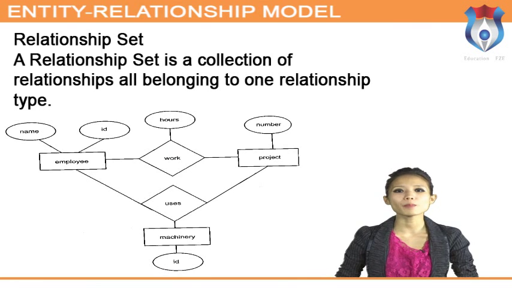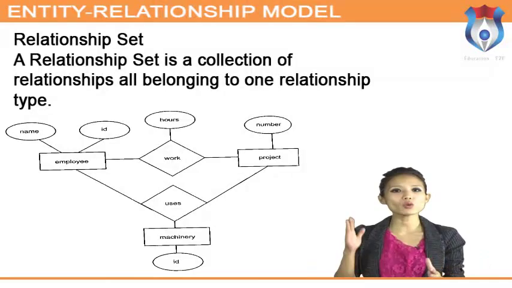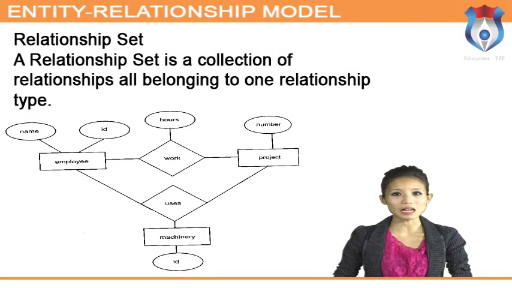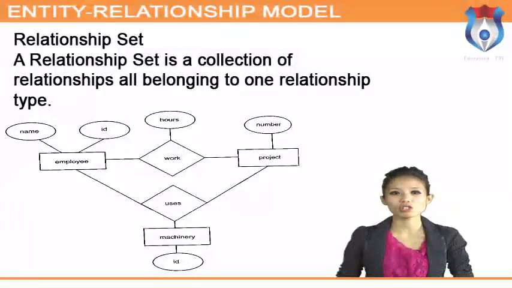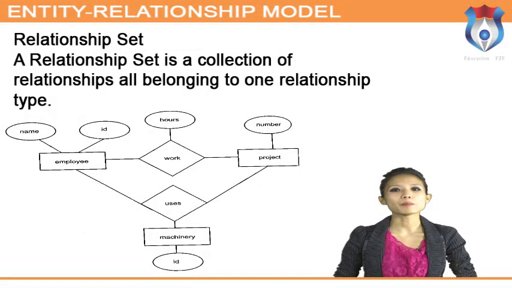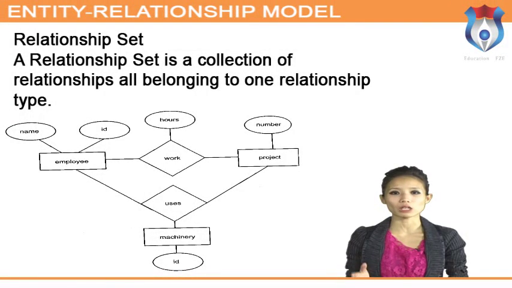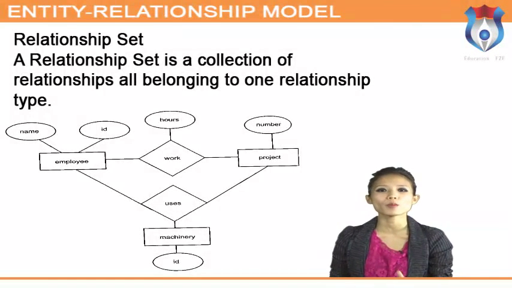A relationship set is a collection of relationships all belonging to one relationship type. In the set are instances of the relationship. For instance, if a relationship type is registration, then each enrollment of a student in a course is an instance of registration and appears in the relationship set. A relationship is one instance in a relationship set. A relationship set is a set of relationships of the same type.